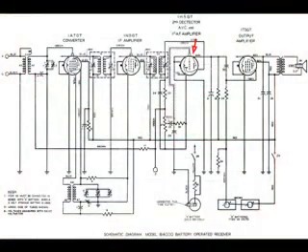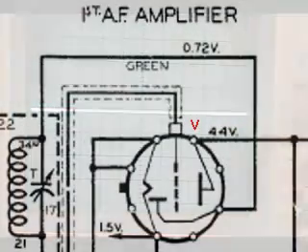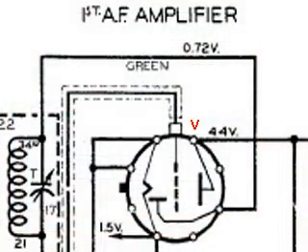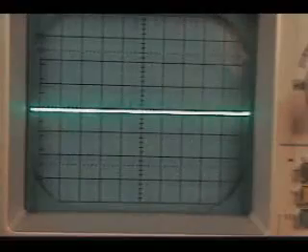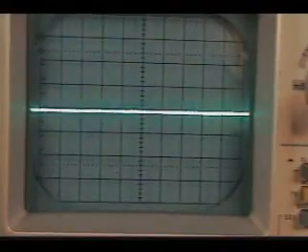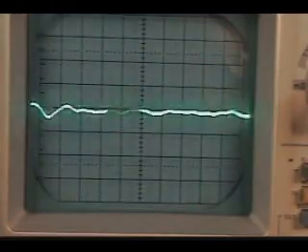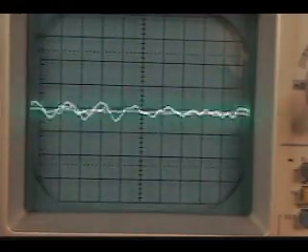I have now moved the lead to the plate of the 1H5, and there's nothing here but audio. I'll change the scope to RF, and you'll see that there's no RF at this point. It is strictly an audio signal.